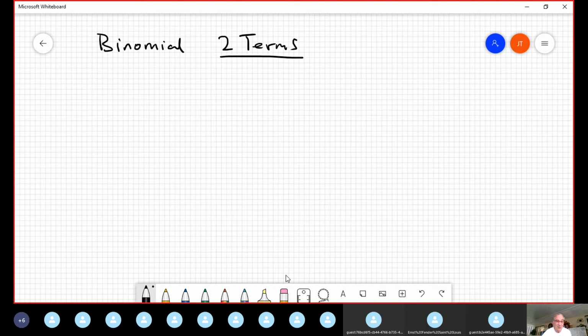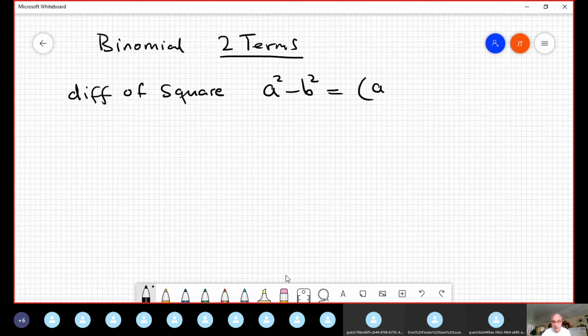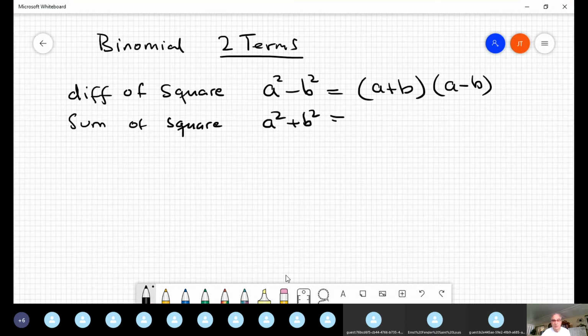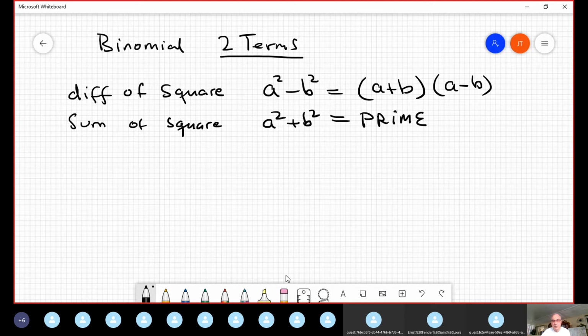So we have different kinds of binomial. We have the famous difference of squares: a squared minus b squared. The factorization is (a plus b)(a minus b). The sum of squares, unfortunately, is prime, so we cannot factorize. I explain so you are aware of that situation. Sometimes you have a sum of squares, so you don't touch it.